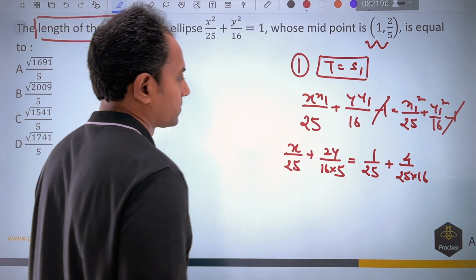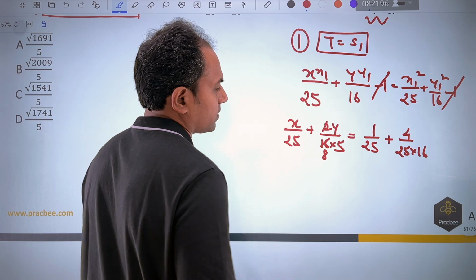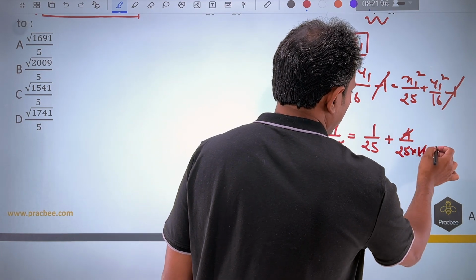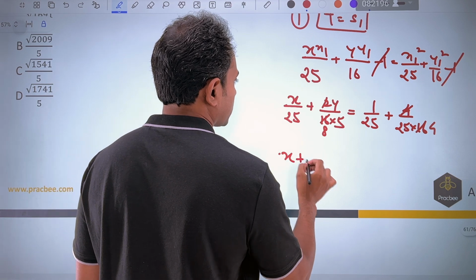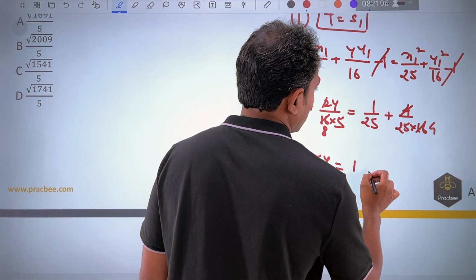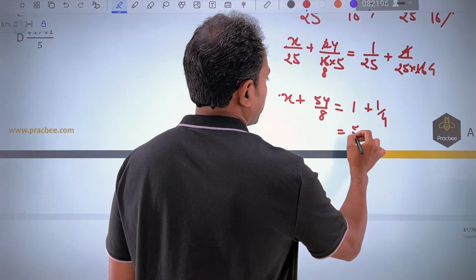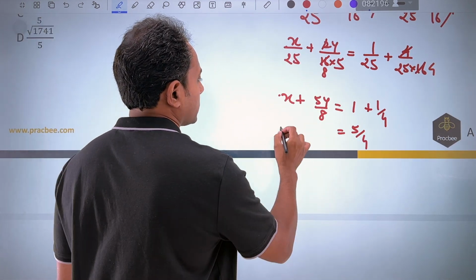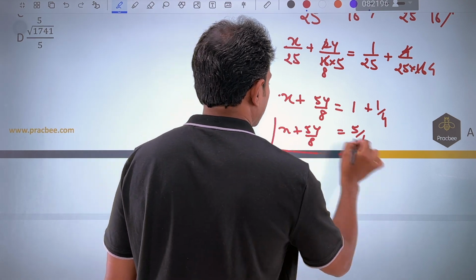If I simplify this, you can see that this is getting cancelled out. This becomes 8, and here also this will get cancelled out. Now we can multiply by 25, so this will become x plus 5y by 8 is equal to 1 plus 1 by 4. So you can see that the right hand side becomes 5 by 4. This is x plus 5y by 8. Now this is interesting. Why?